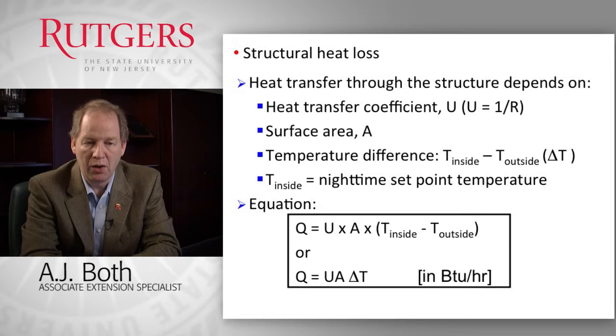So the heat loss through the structure can then be calculated as the product of the U value of the material involved, the surface area involved, as well as this temperature difference between our inside set point temperature, which is typically the nighttime set point temperature, minus the outside design temperature. So we know pretty much what the inside set point temperature is. We can calculate the area by looking at the greenhouse design. We need to figure out the heat transfer coefficient by looking at a table once we know which materials were involved. And then the outside design temperature, as I mentioned, we need to look at a little bit more closely.